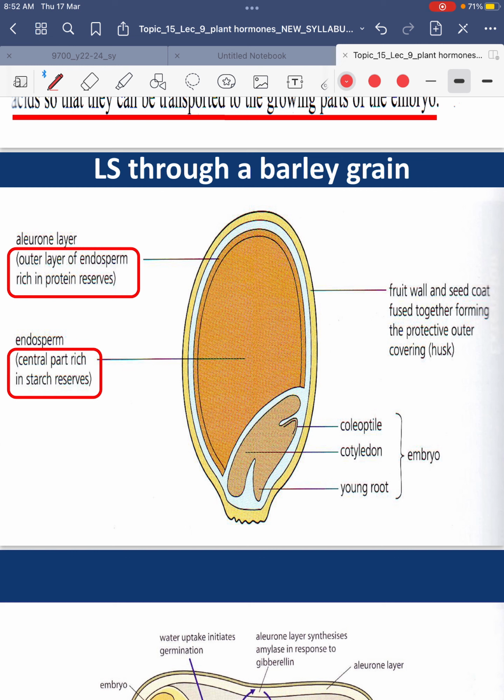And then the seed coat. Okay, this is the seed coat. Don't forget the seed coat, the covering which provides protection. It says here, protective layer. You don't need to know the coleoptile, cotyledon, young root, no need. So just need to know the embryo. This part is the embryo.